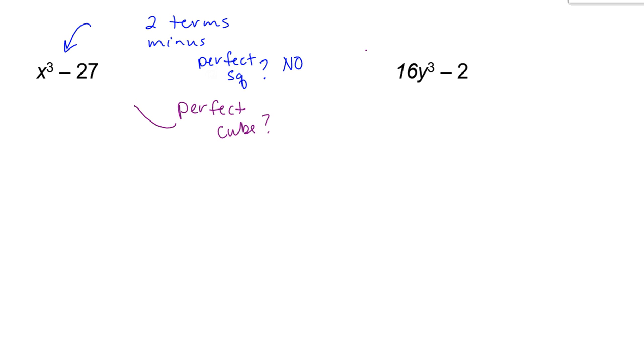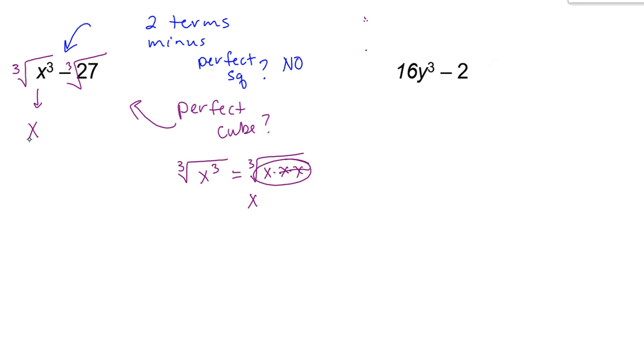If it is, that means that I can take the cubed root of both of them. So this one, cubed root of x cubed: x cubed is x times x times x. We've got a group of homies there, right? 3 is our size. 2 of them die this time, and just 1 makes it out. So this guy would be an x.